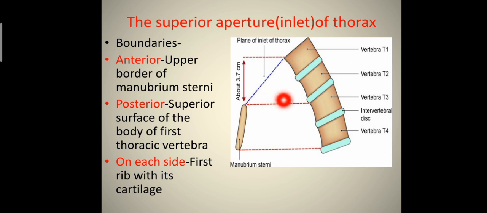Here we can see this is the manubrium sterni anteriorly, and this one is the T1 vertebra, T2 vertebra. So the plane of the thoracic inlet is oblique. The anterior boundary of the thoracic inlet, that is the superior border of the manubrium sterni, is about 3.7 centimeters below the posterior boundary. So the plane of the thoracic inlet is oblique, and it forms a 45-degree angle to the horizontal plane.